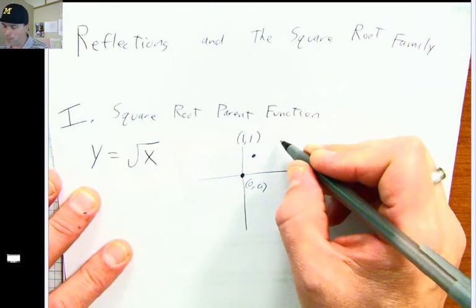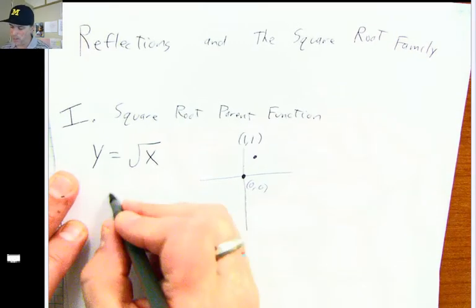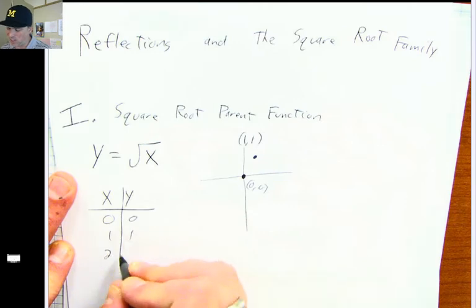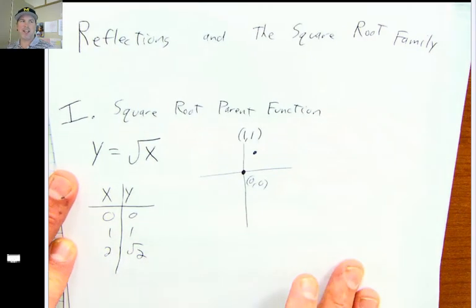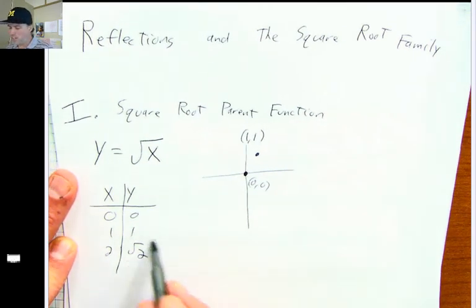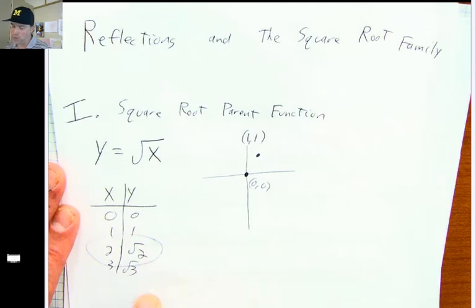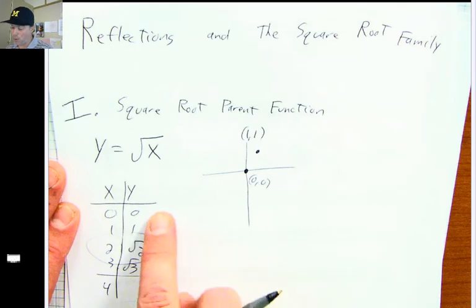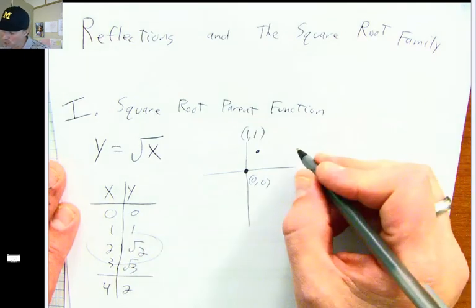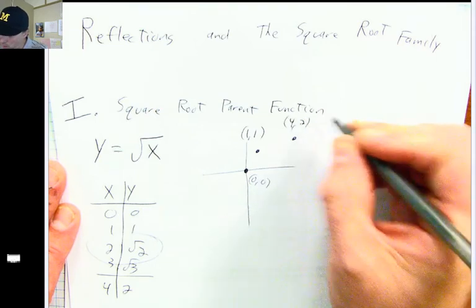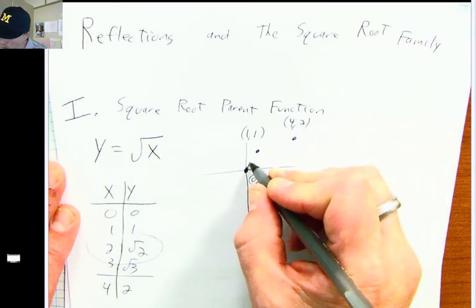But if I plugged 2 into the equation, if I made my little table of values here, 0 was 0, 1 was 1, 2 is the square root of 2. And I don't like having square roots on my parent function. I want nice, happy numbers on my parent function. Well, 3 has a value of square root 3. That's not particularly helpful. But 4, the square root of 4 is 2. So I'm actually going to have the point (4, 2) be my third point.